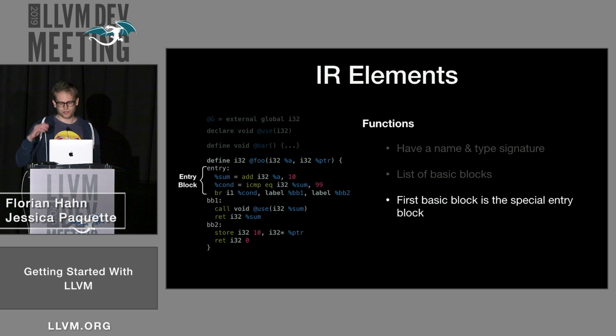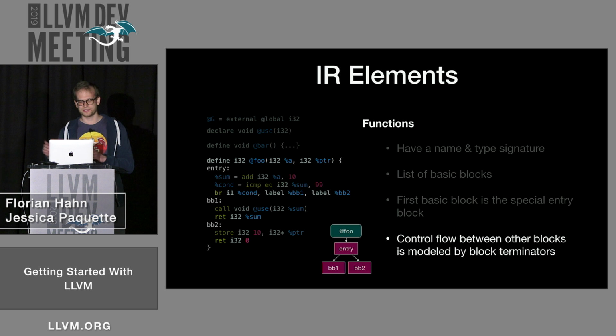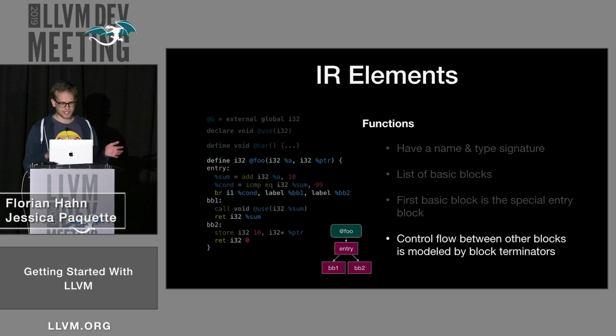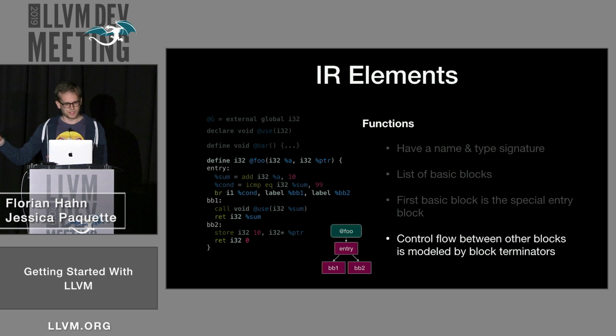But the order of the other basic blocks in the function is completely irrelevant because the control flow between the basic blocks in the function is modeled exclusively by the block's terminators. So in the example on the slide, we have the entry block, which is implicitly reachable. And then we have a branch to either the BB1 or BB2. And we have two edges to them in the control flow.